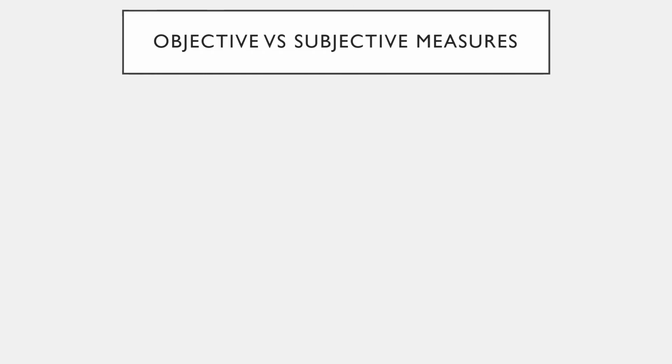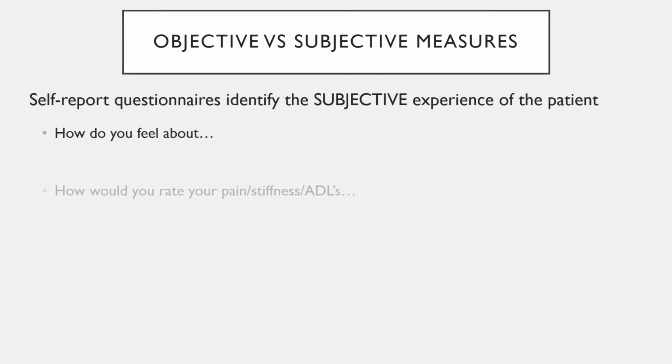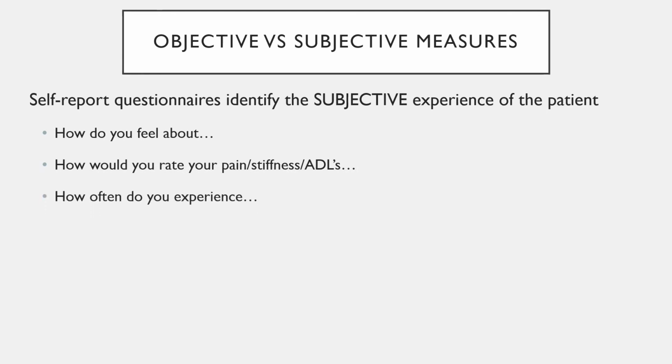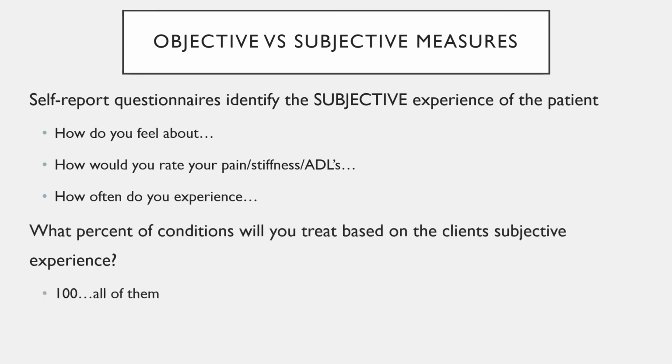Now, objective and subjective measures. So subjective measures are those self-report questionnaires. So this is based on the experience of the patient in the patient's words. How do you feel about this? How would you rate your pain, your stiffness, your activities of daily living, and how often do you experience whatever it is, headaches, back pain, foot pain, neck pain, whatever it is that they're coming in to see you about. So the thing to remember is that what percent of conditions will you treat based on the client's subjective experience, and it's all of them, 100%.